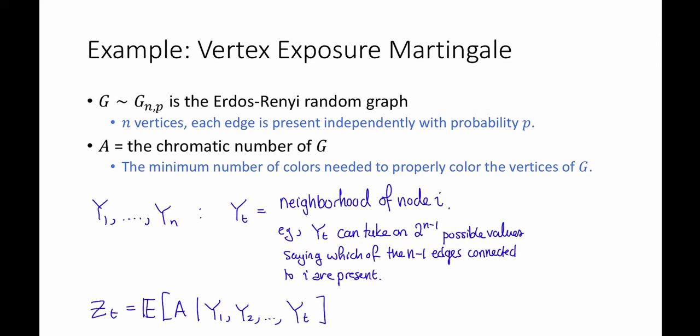So now the picture looks like this. We have our n vertices, and we ask ourselves, what is the chromatic number of this graph in expectation? We have some expectation in mind. And now I say, I'm going to tell you all about the neighborhood of this vertex. This vertex has these edges, let's say, and not these ones. Okay, now what do you think about the chromatic number of this graph? What's the expectation conditioned on this having happened? So this is called the vertex exposure martingale because we're exposing vertices one at a time.